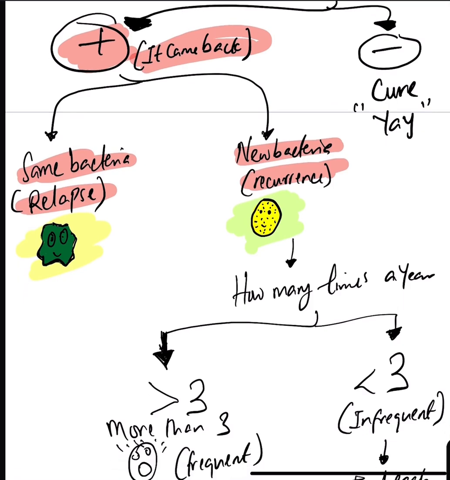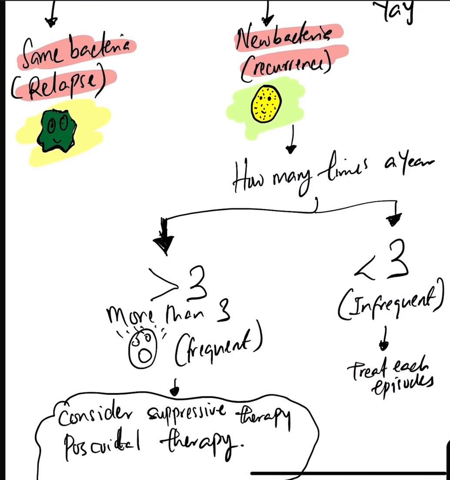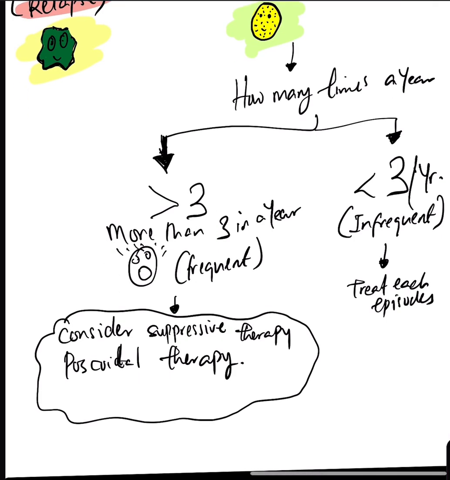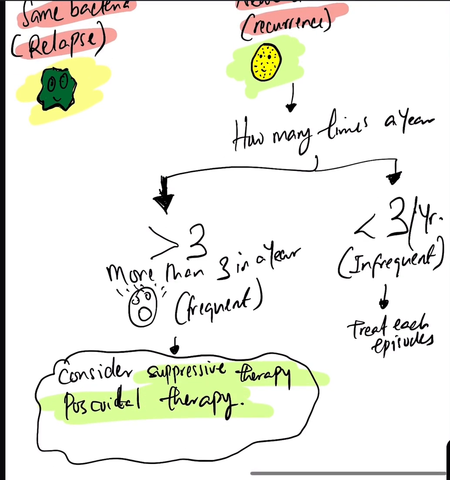So it could be frequent, which is more than 3 times in a year, or infrequent, less than 3 times a year. If it's more than 3 times in a year, that means this person is likely to have more infections, more UTIs in that year. You give her a suppressive therapy for a long time to suppress the bacterial growth. But if it's less than 3 times in a year, you just treat each episode.